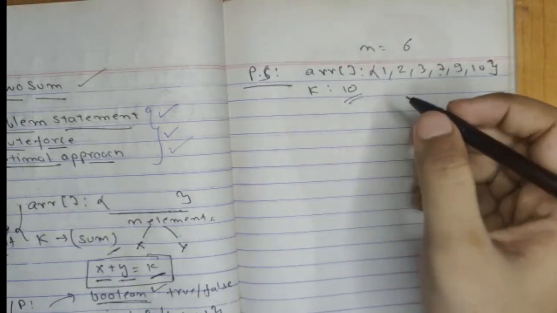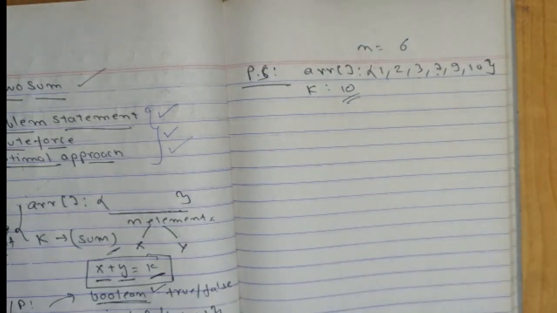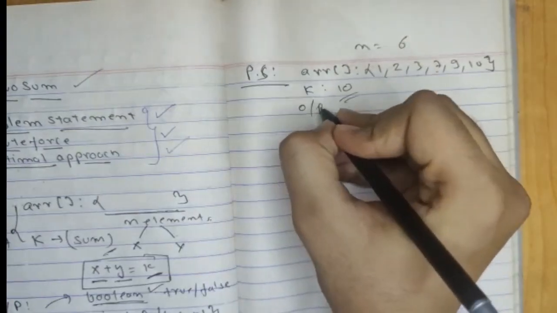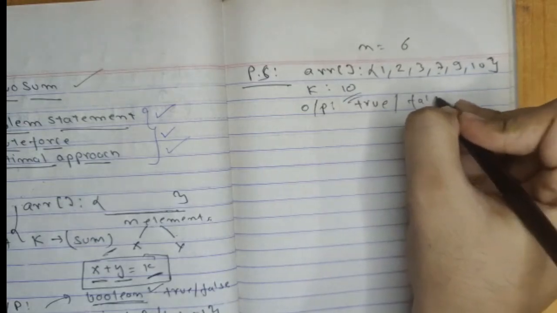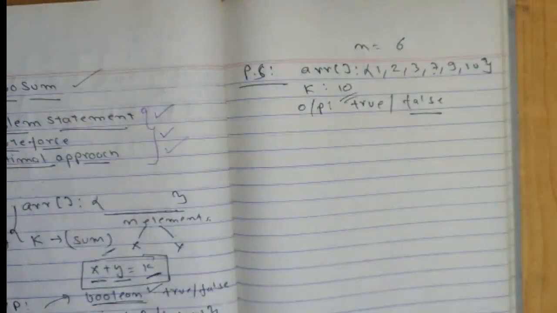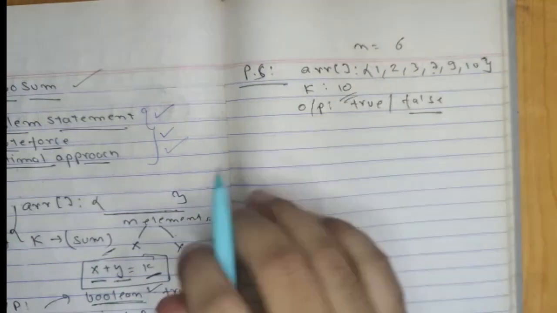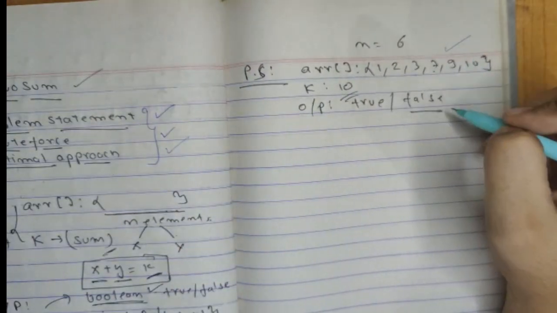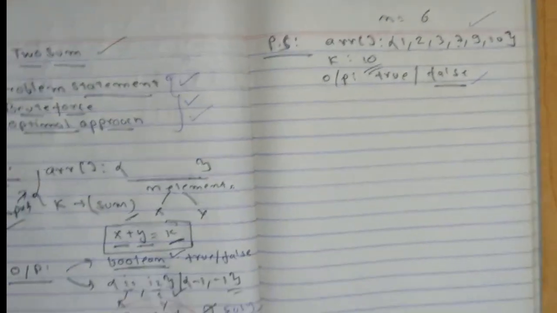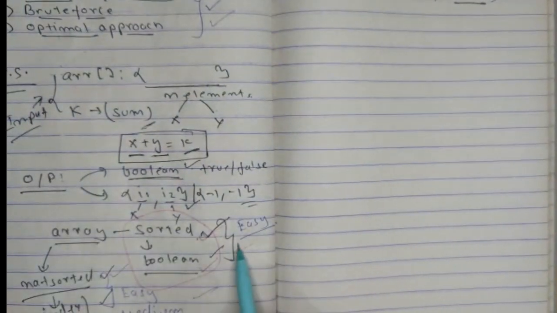Okay, we have to find this. Then what else? We have to return the output as true or false. Okay, so this will be the first problem statement. Our array is sorted, and we have to return a boolean. So this is our first category problem, this easy problem.